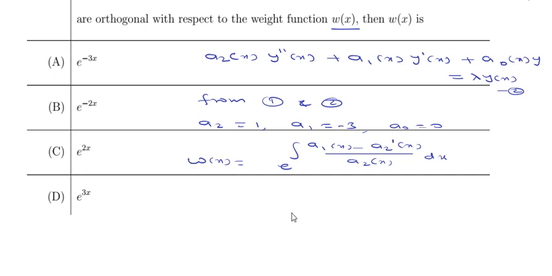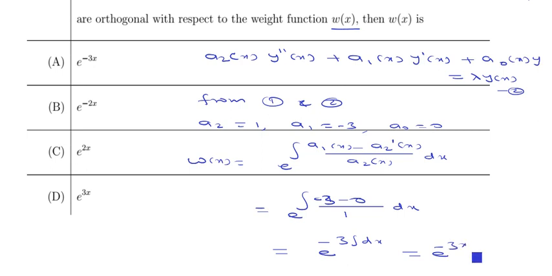So now our a1 of x is minus 3, a2 of x is 1, so a2 dash of x is 0, divided by a2 which is equal to 1, into dx. So this is equal to e power integral of minus 3 dx, so this is equal to e power minus 3x. So the correct option is option A, e power minus 3x.